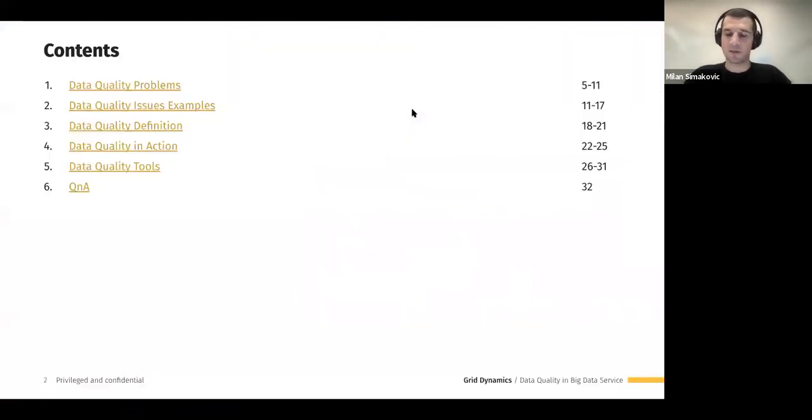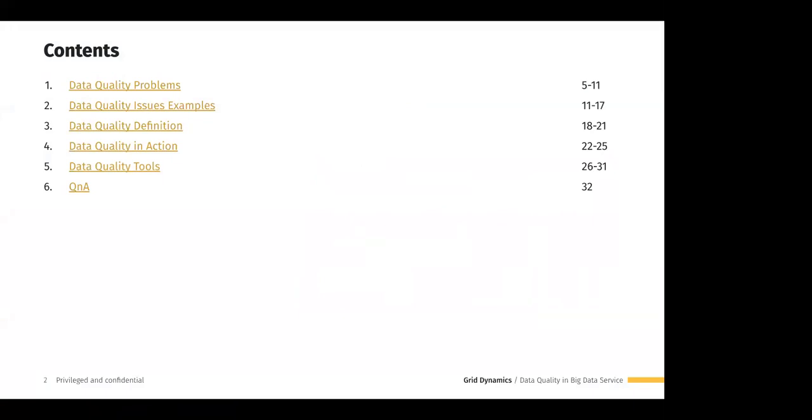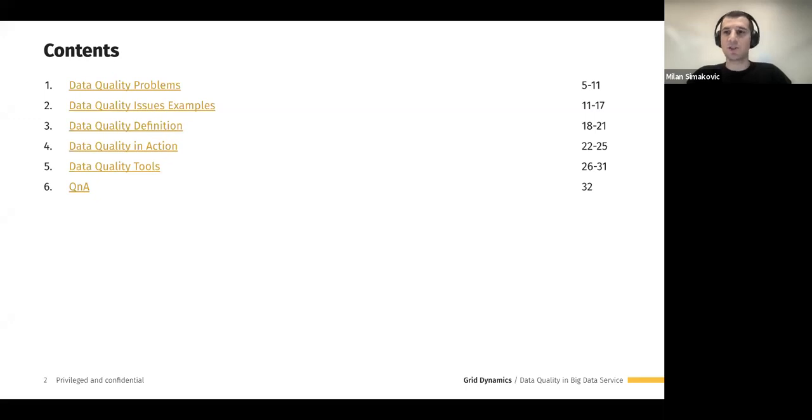Okay, so let me start. Regarding data quality, today we are going to cover a couple of different things. First, we are going to emphasize what the data quality problems in industry are. We will show some examples. After that, we are going to define data quality itself. And we are going to apply the data quality definition to a particular data set, so we can show how these data quality problems are resolved in production systems.